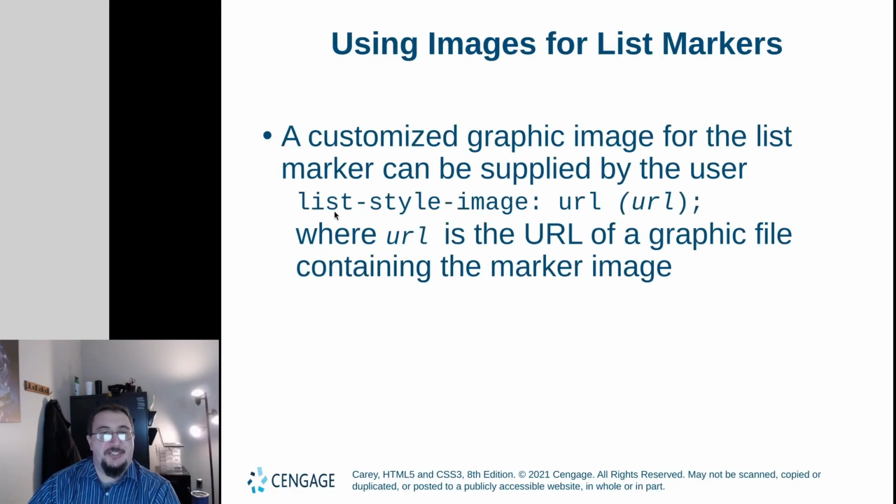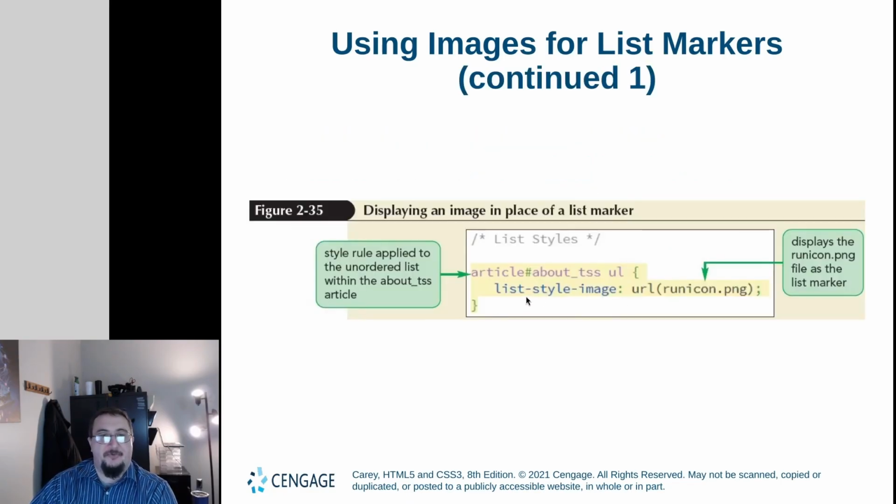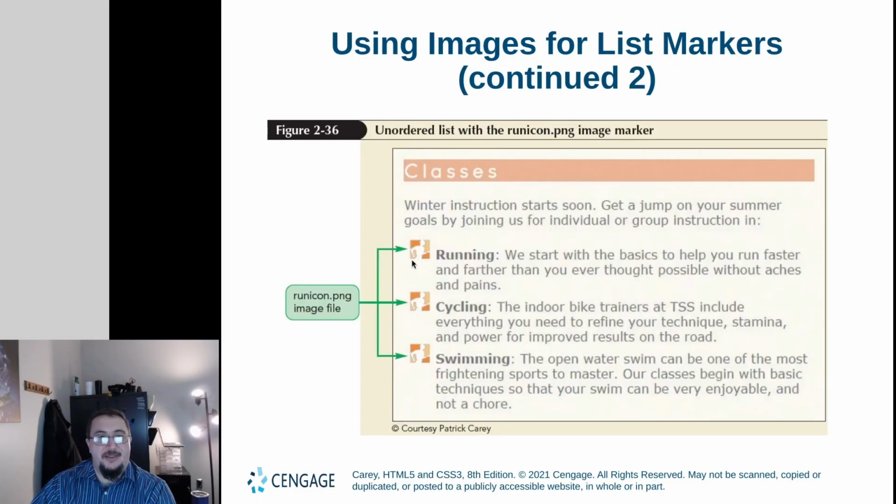And as I was saying, you can set a list style as an actual image file instead of an actual bullet. And if you do that, you can see here we've got list-style-image, URL, and then the image file name of runIcon.png. So you see here, rather than a standard bullet, we've changed it so that it is this icon.